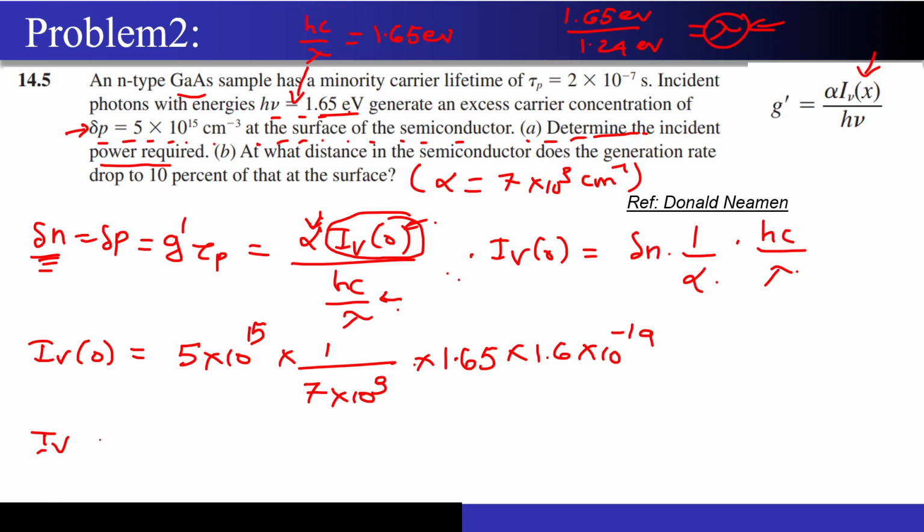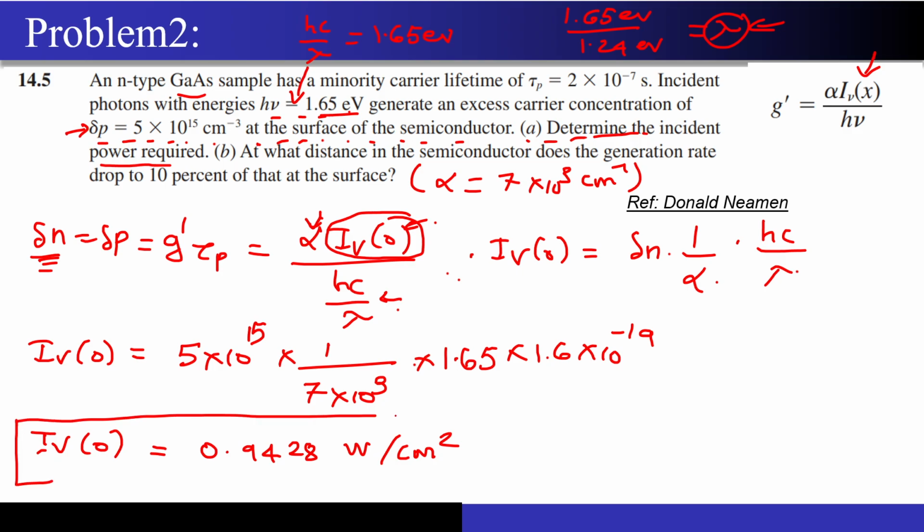Correct. So the value of IV of 0, if you calculate, it will come out to be around 0.9428 watts per centimeter square. This is the answer for part number A. I will highlight this as equation number A. I hope till this point it is very much clear to you.